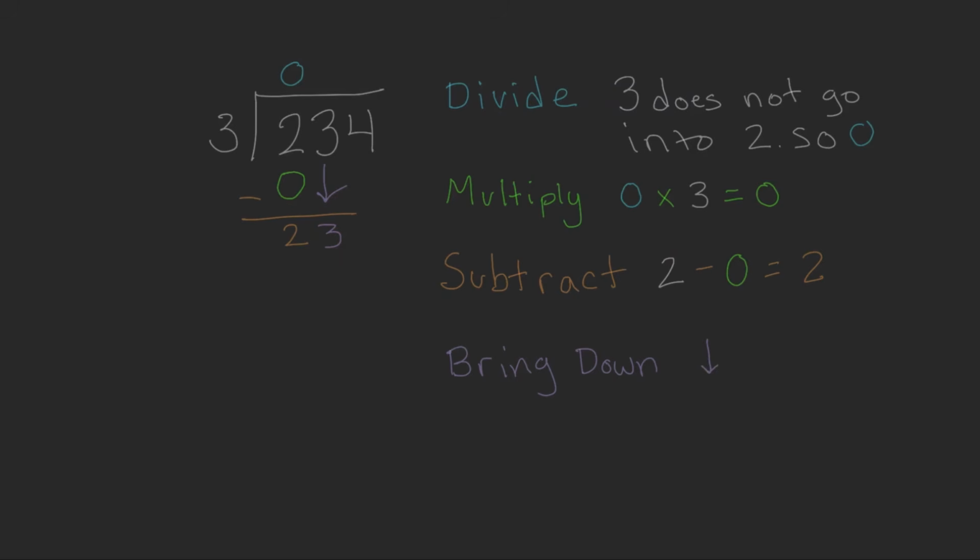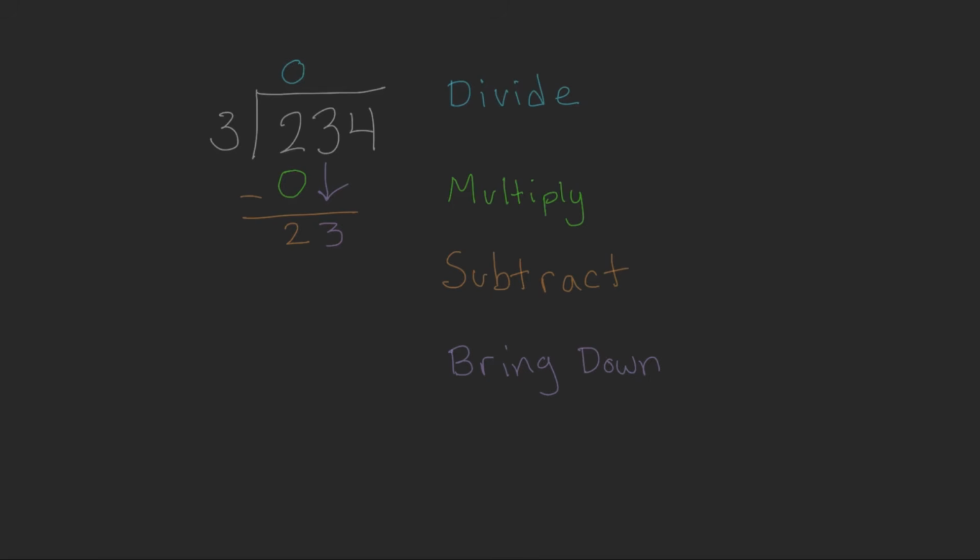So now we'll start the whole process over again. We'll divide, multiply, subtract, and bring down again, and we'll just keep going. Right now we're going to divide. We're going to say 23 divided by 3. 3 doesn't go into 23 evenly, so we're going to figure out how many times it will go into 23 without going over. It goes in 7 times without going over, with some left over, because 7 times 3 is 21, so it'll have 2 left over.